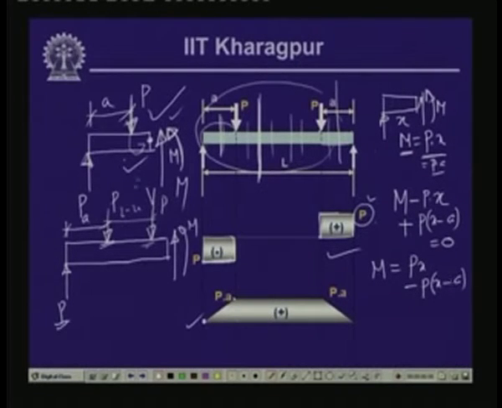Now, if we substitute the value of x equal to a, which is just after this load, we find that again the contribution of this is equal to 0. So, M is equal to P times a. So, wherever we take a section between these 2 points, we have the value of bending moment equal to P times a, which is reflected over here in this diagram. As you can see, from here to here, the bending moment is constant.